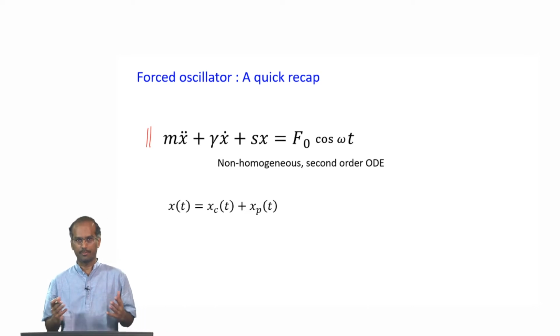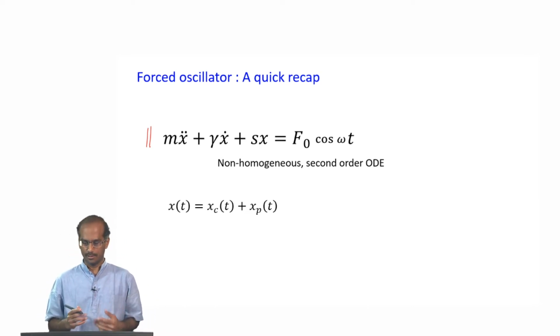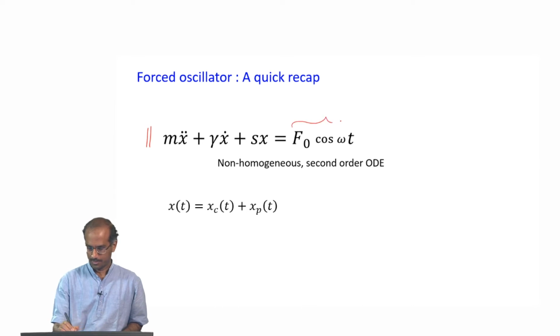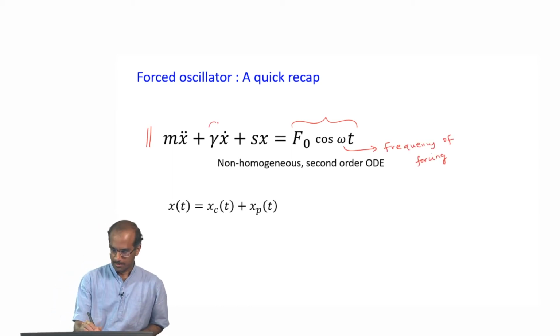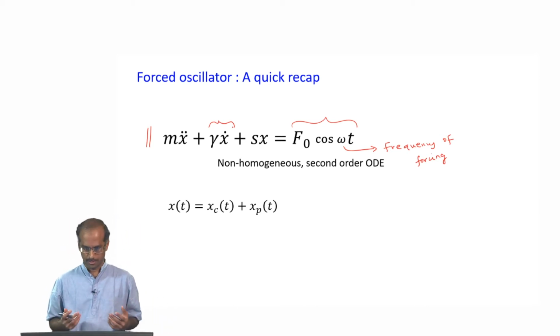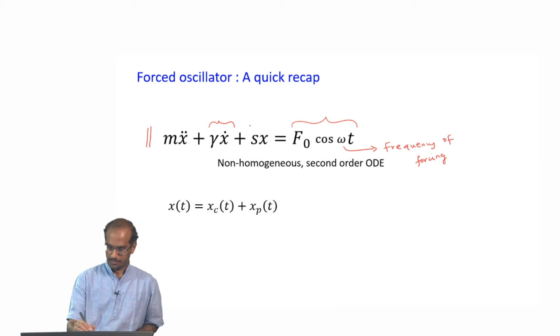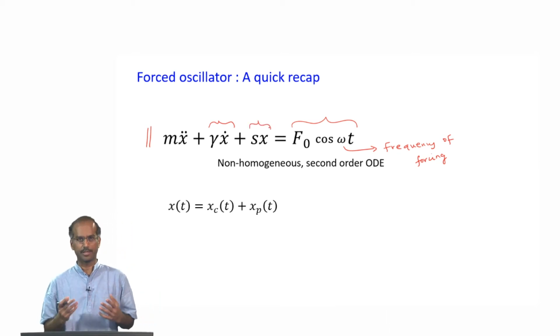Once again, to remind you, the external forcing really comes from this term here, and omega is the frequency of forcing. This gamma, as usual, is the term that represents dissipation in the system, and of course, S is the stiffness coefficient that provides the ingredient for oscillations in the first place.